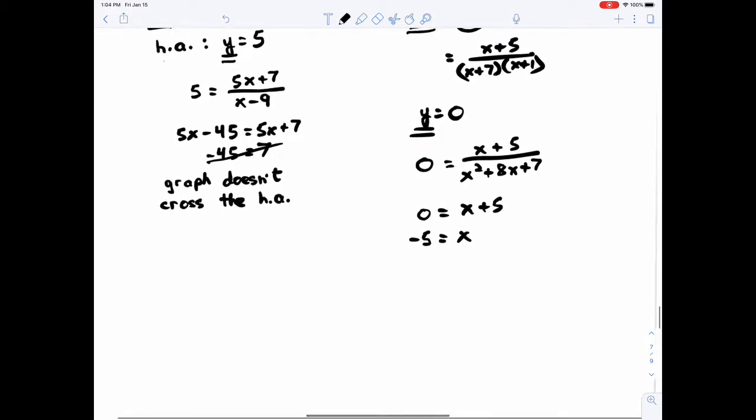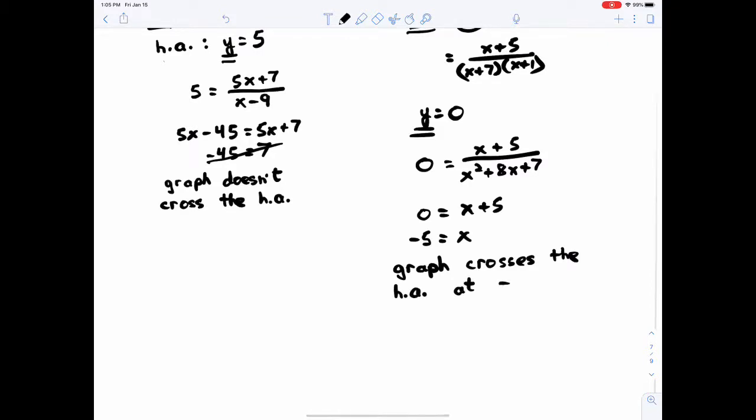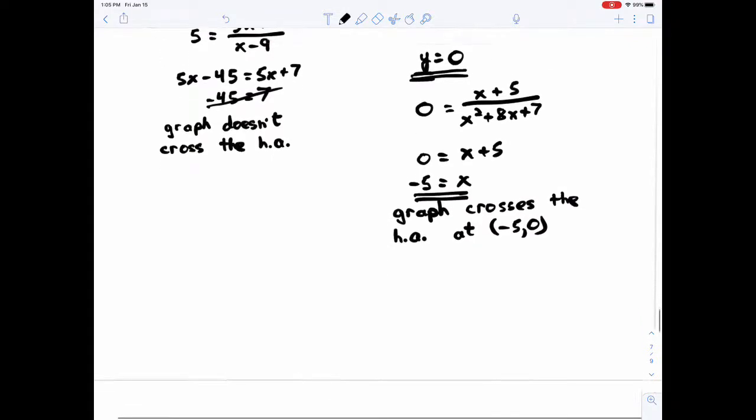Therefore, the graph crosses, because notice we got a value for x here. The graph crosses the horizontal asymptote at negative 5, 0. Because negative 5 is the x coordinate and 0 is the y coordinate. And again, right now I'm just having you find stuff.